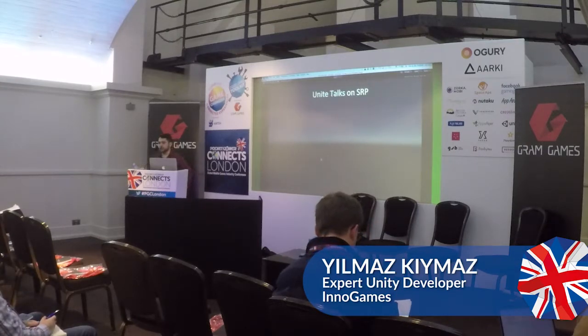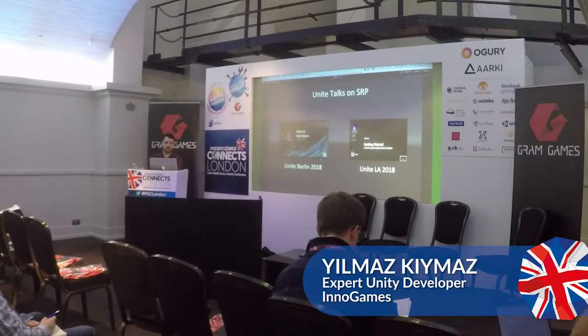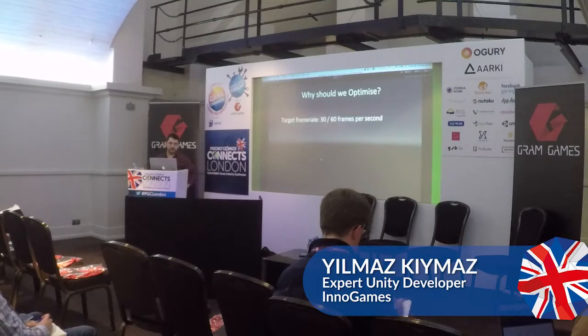There have already been some good Unite talks on these topics, such as Unite Berlin 2018 and Unite LA 2018, both from Unity themselves, that do a great job at introducing people to these different pipelines and what scriptable render pipelines mean in general. So I won't go too much into what these are. I will rather specifically focus on the lightweight render pipeline and why it makes sense to upgrade to it if you're making mobile games. So why should we optimize our mobile games by upgrading to the lightweight render pipeline?